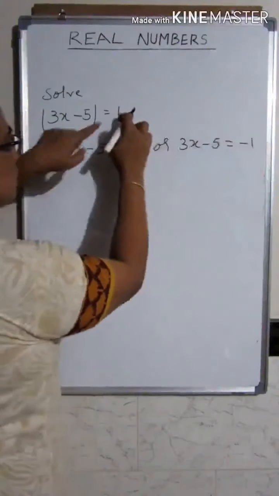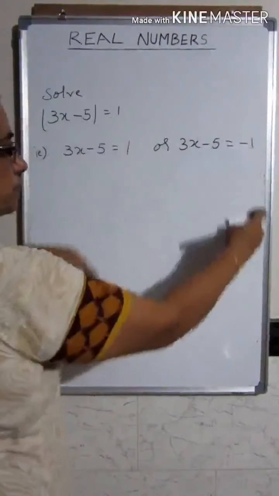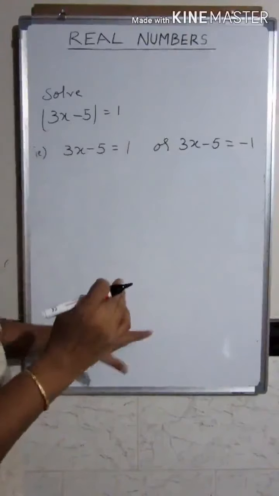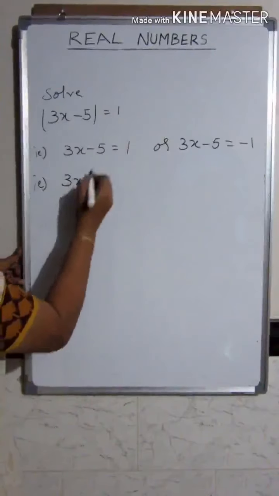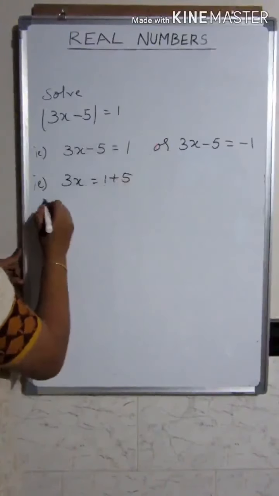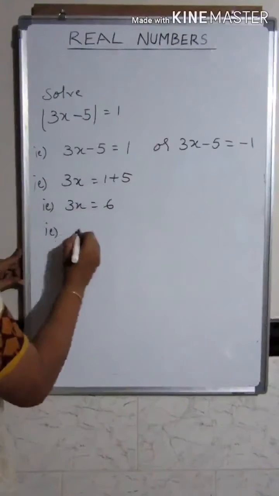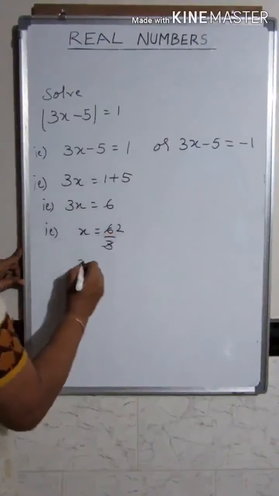So this value is taken once with the positive sign and once with the negative sign. Whenever you are solving an absolute value equation, you will be getting two values for the variable. So you get 3x, take 5 to the other side, you get 1 plus 5. So you get 3x is equal to 6, or x is equal to 6 upon 3. So you get x is equal to 2.